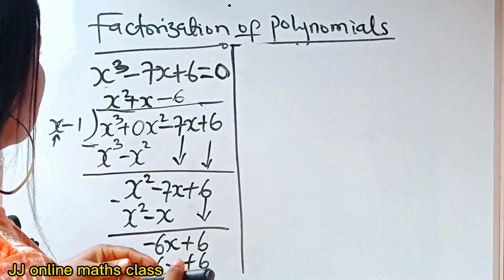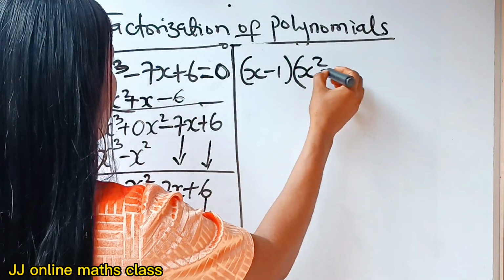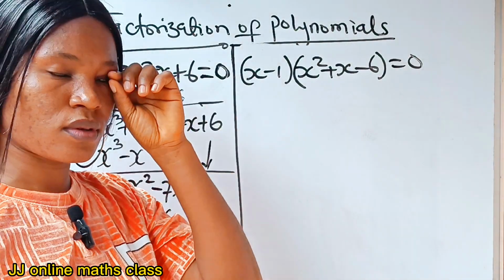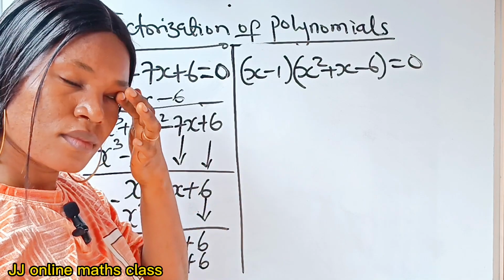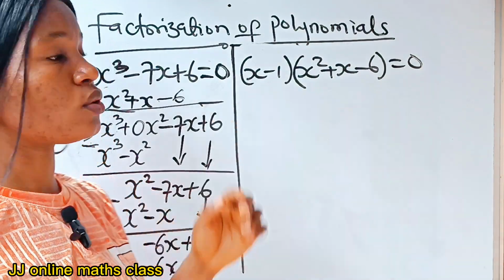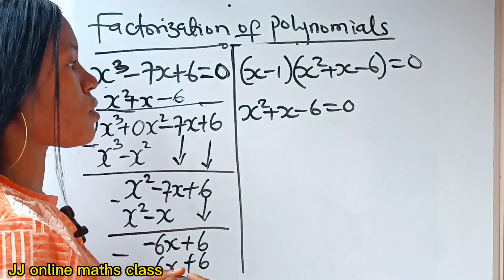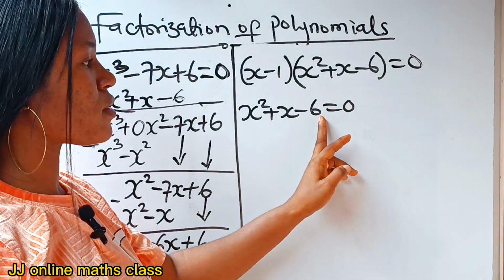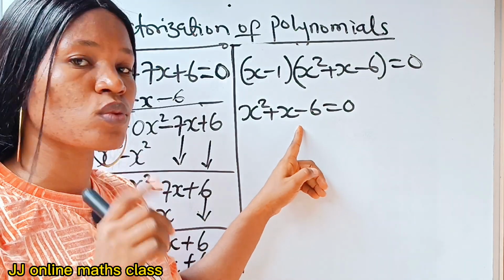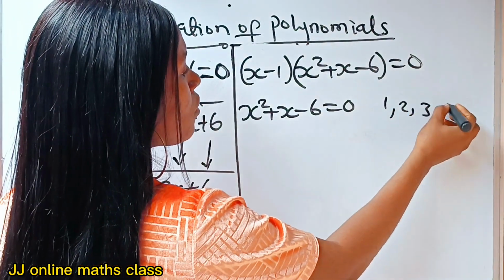So we are going to do what? Write that x minus 1 times this x squared plus x minus 6 is equal to 0. So we are going to factorize this one. So we are going to factorize this quadratic equation. Okay, so we have x squared plus x minus 6 is equal to 0. Now we need two factors of minus 6 that when we add or subtract them we get plus 1. You know that the coefficient of x here is plus 1. Now there are so many factors of 6, which are 1, 2, 3 and 6.